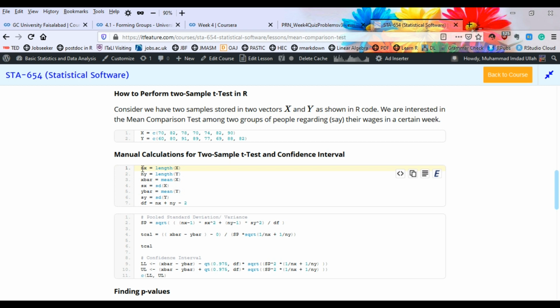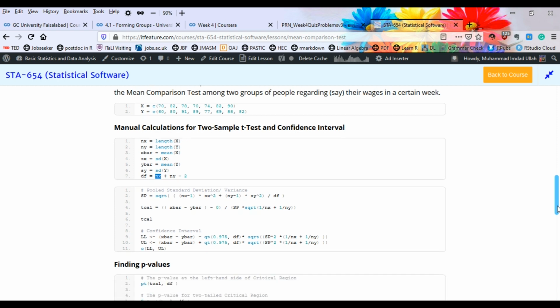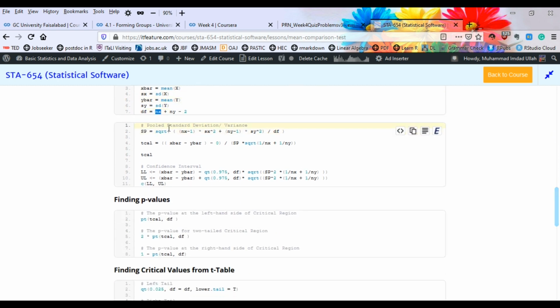Here, we calculated the number of observation for sample x, group x, number of observation in sample y, in group y. X bar is mean of group x, and y bar is mean of group y. And Sx is standard deviation of group X, and Sy is standard deviation of group Y, and degree of freedom is number of observation in group X and Y minus 2. And we need to compute the pooled variance or pooled standard deviation, and we use the formula (Nx minus 1) times Sx squared plus (Ny minus 1) times Sy squared, all divided by degree of freedom.